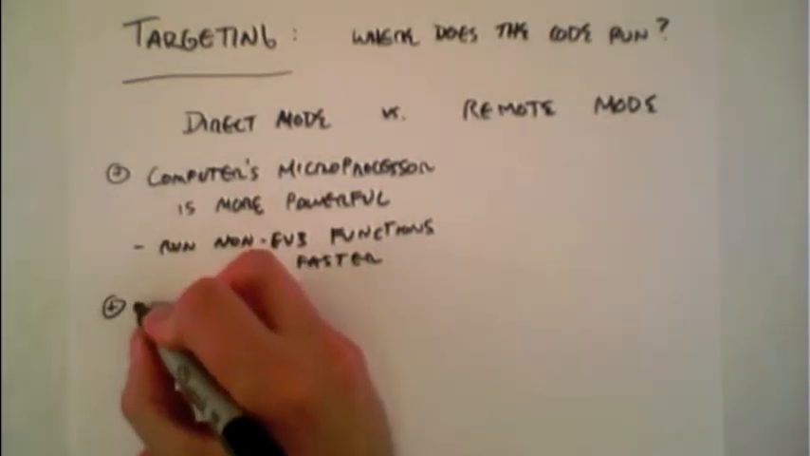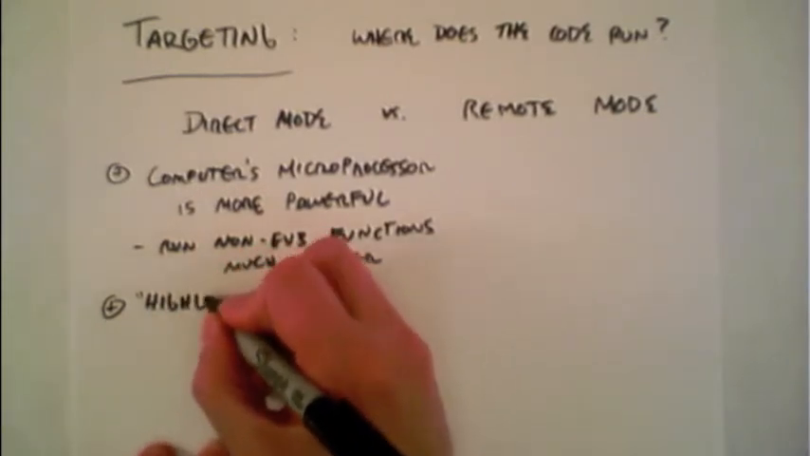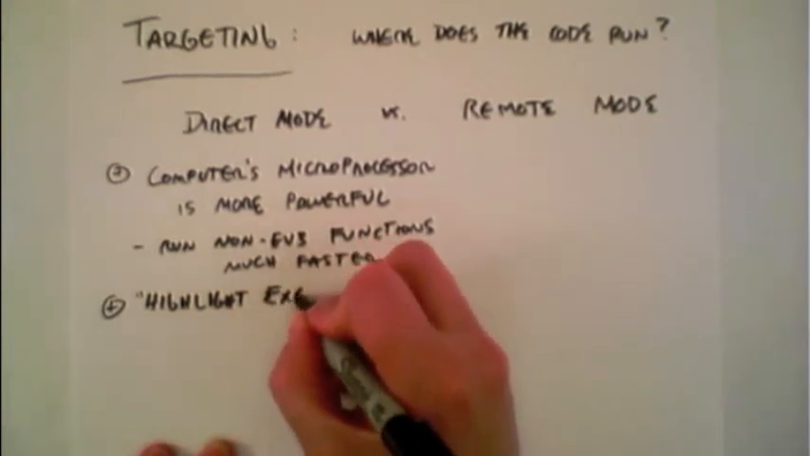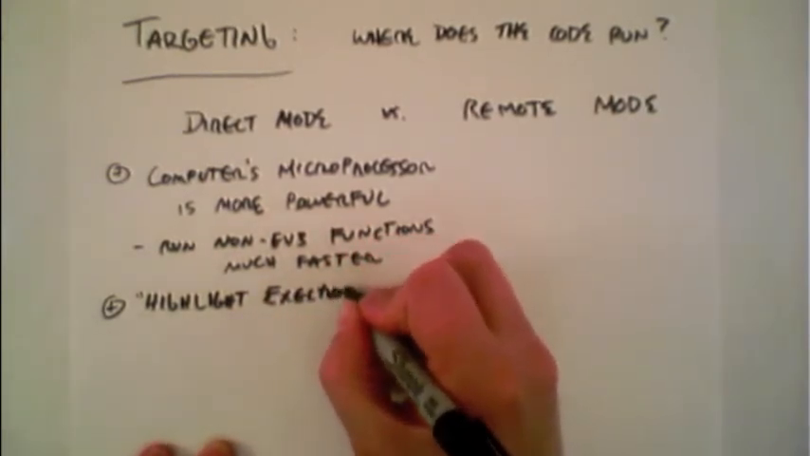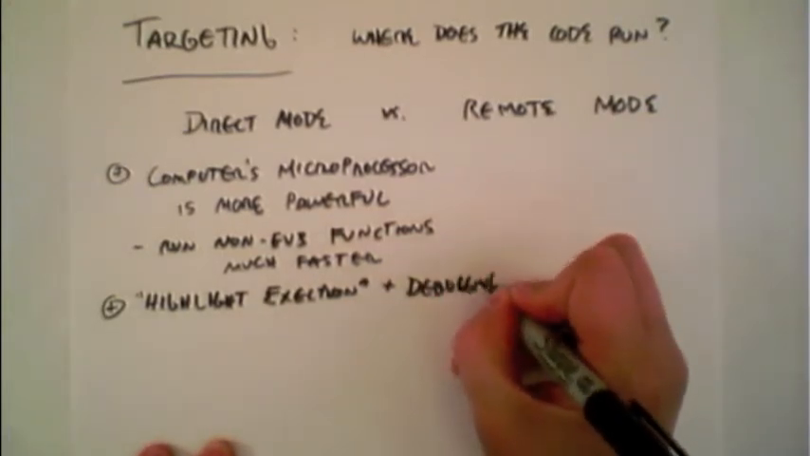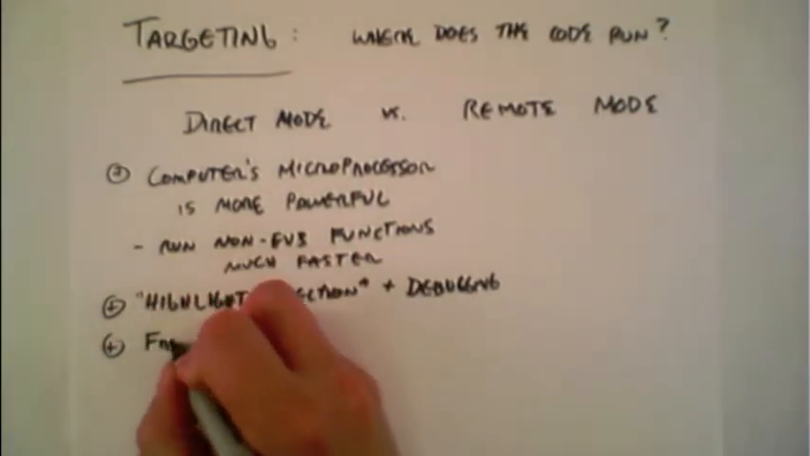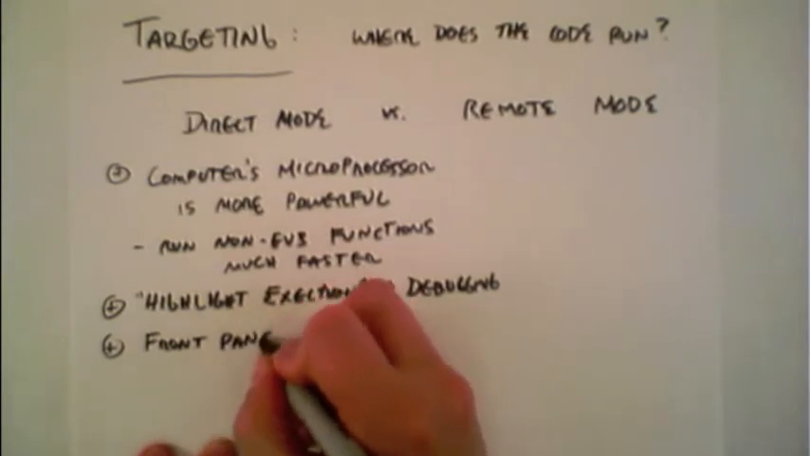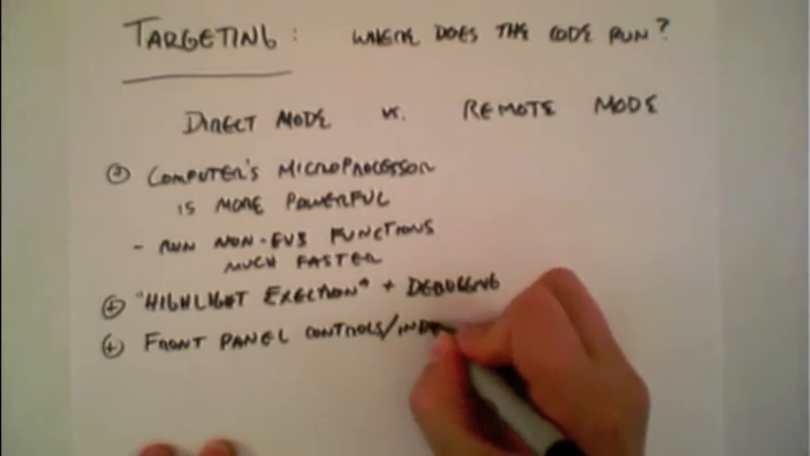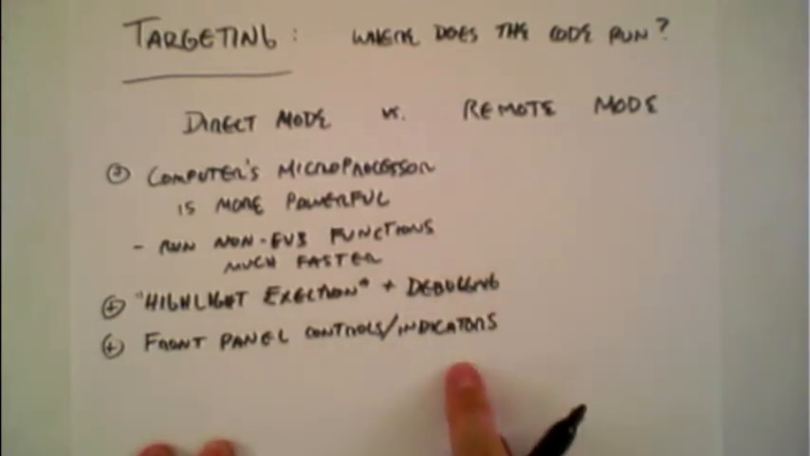Second, there's a variety of different debugging functionality that's available in LabVIEW that you can take advantage of when running in direct mode. For instance, highlight execution and other debugging techniques. You also have access to the front panel, which means that you can take advantage of front panel controls and indicators, either again for doing debugging or for creating good user interfaces.